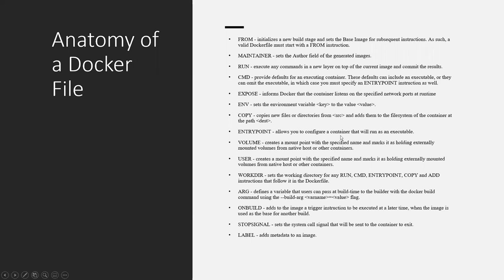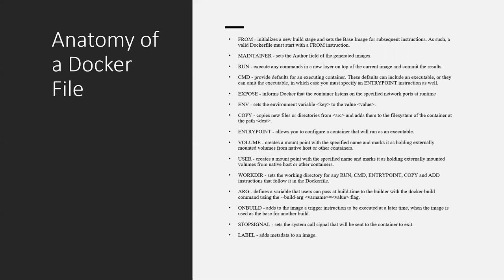We have FROM, which initializes a new build stage and sets the base image for subsequent instructions. As such, a valid Dockerfile must start with a FROM instruction. So we always start with FROM. And then MAINTAINER, which sets the author field of the generated images. RUN executes any commands in a new layer on top of the current image and commits the results.